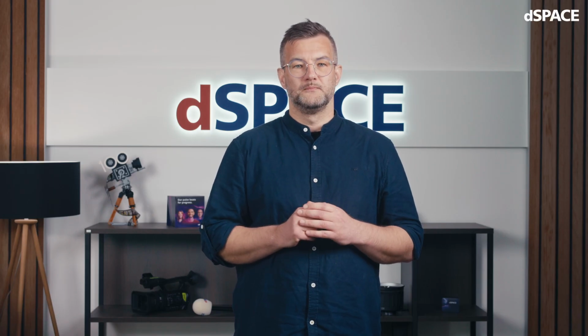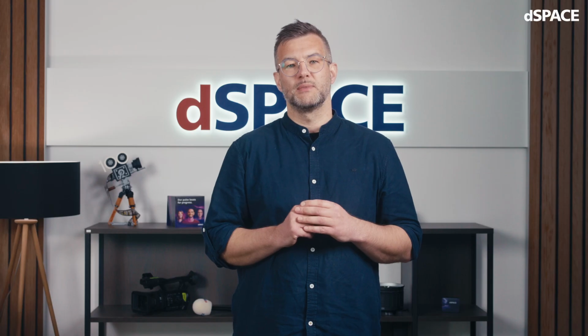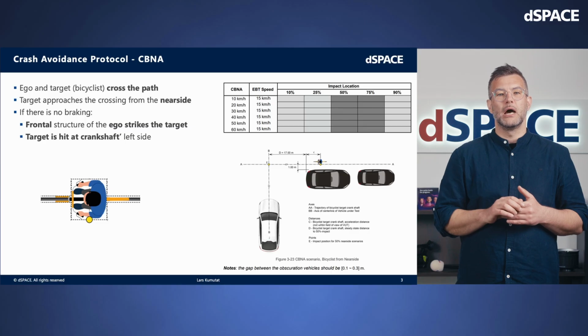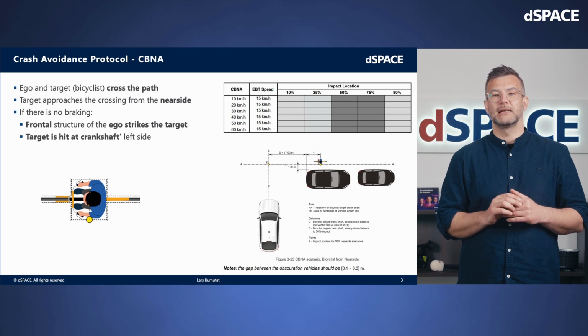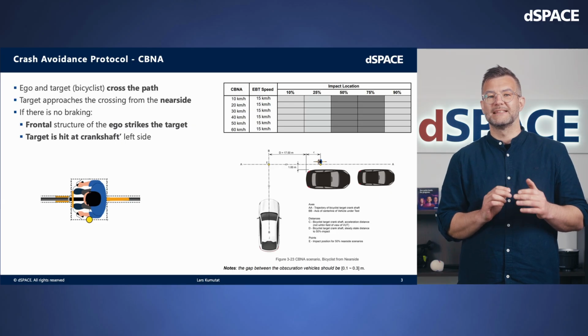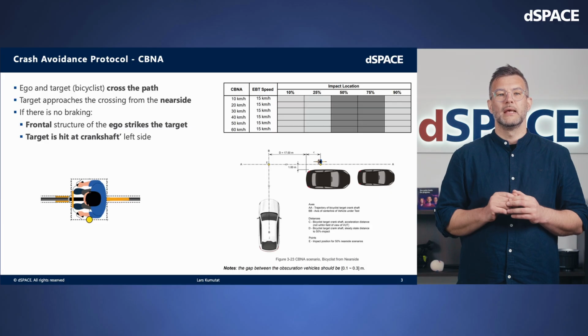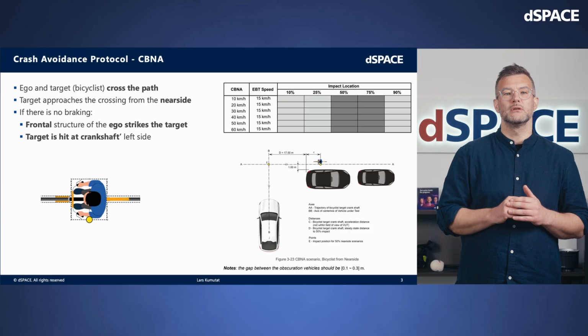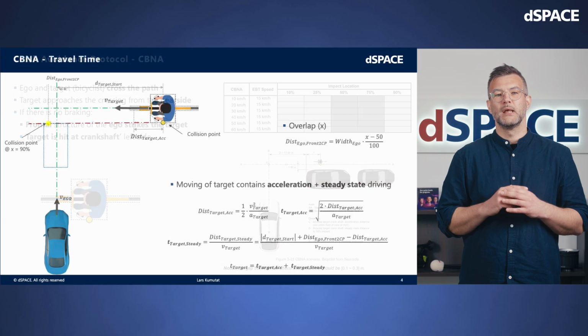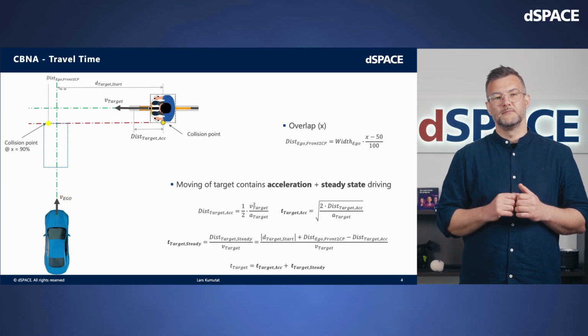Let's look at an example. I'm going to import scenarios from the crash avoidance protocol. For our demonstration, I will use the CBNA scenario. In this scenario, the ego vehicle and the bicyclist cross their paths. The cyclist approaches from the near side, from the right. If the safety function doesn't brake in time, the ego vehicle's front will hit the cyclist on the left side of the crankshaft.